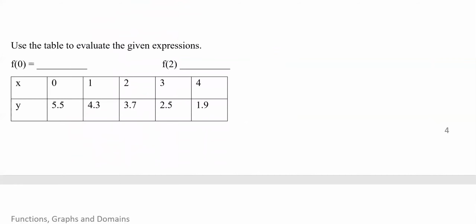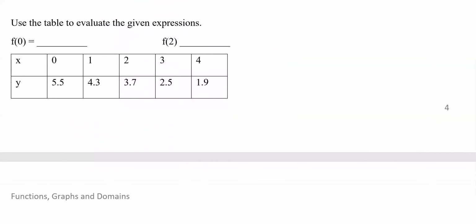We can also find function values from a table. Here we have f of 0, where we remember 0 is the x value. So what is the y value that goes with f of 0? That will be 5.5. And f of 2 equals, let's go to the x value of 2. And what is the y value? 3.7 or 3 7/10.